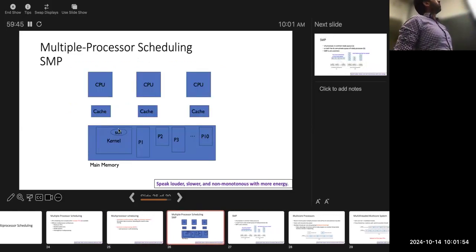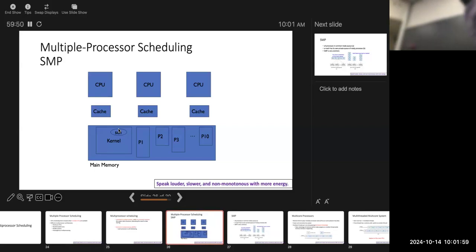So let's say you have this architecture where you have multiple CPUs, or let's say multiple cores. I am using these two terms interchangeably, CPU and core. So basically, I mean that you have a hardware resource which can execute the code. So you have 3 CPUs, then each one of them has their own cache, and then you have the main memory. So your kernel sits in the main memory, and the kernel has a component which is named the scheduler. You have multiple processes residing in the memory, P1 to P10, right?